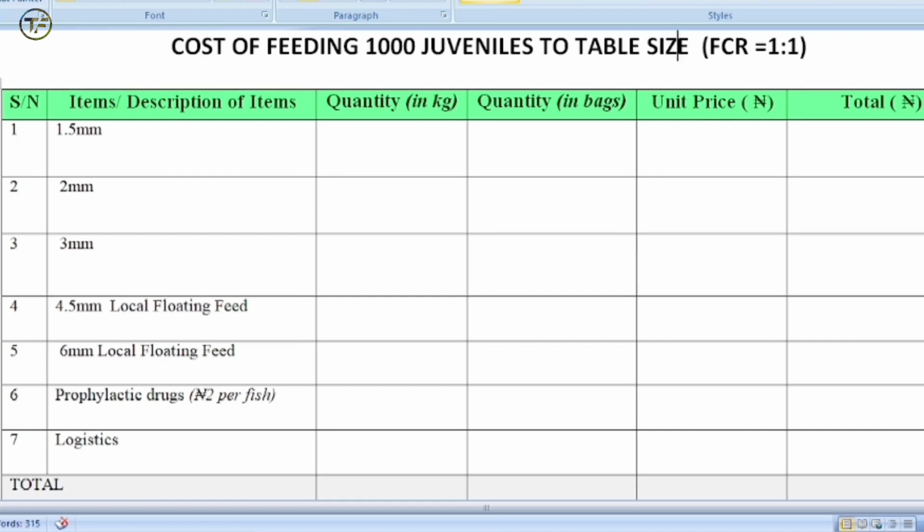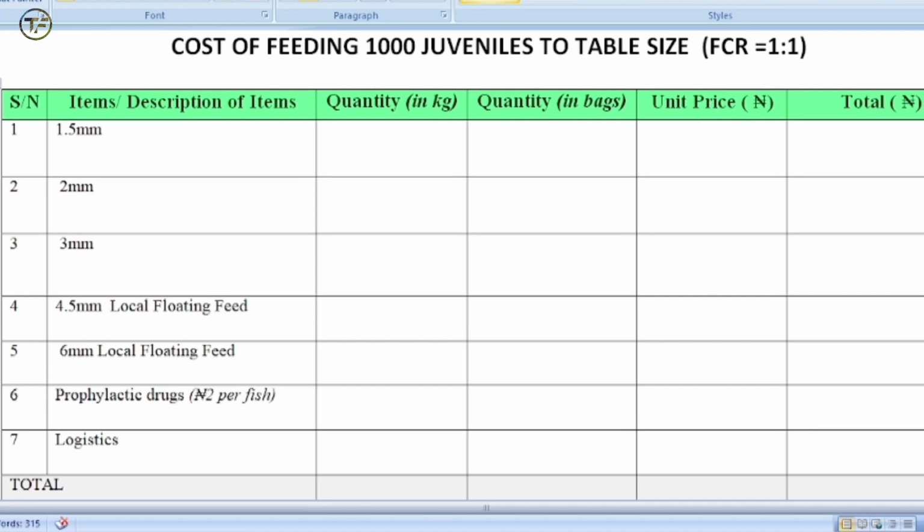Now today we are going to be doing something totally different, and this video is one that has been requested over and over again, so that is why we are going to do this today. As you can see from the title of this video, it says how to calculate the cost of feeding 1,000 juveniles to table size.